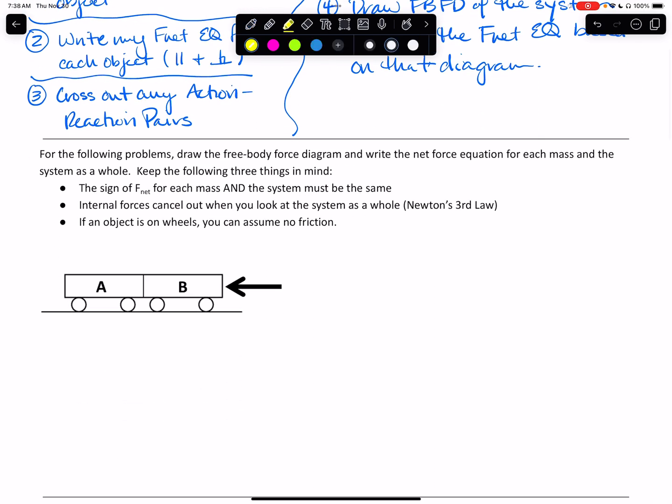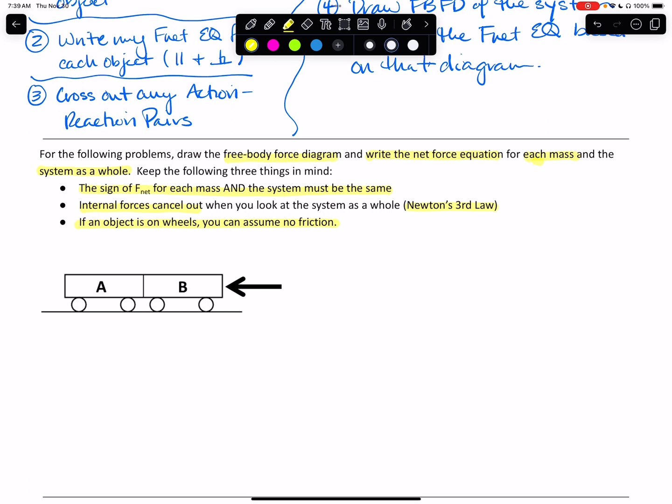All right, so for the following problems, we're going to draw the free body force diagram and write the net force equation for each mass and the system as a whole. As we do that, we're going to keep three things in mind. First, the sign of FNet for each mass and system must be the same. And FNet needs to be the same sign as the direction of motion if there is one, and we'll talk about that too. Remember, internal forces cancel out when you look at the system as a whole, and this is going to be due to Newton's third law. So every action has an equal but opposite reaction. And then for our purposes, if an object is on wheels, we're going to assume no friction.